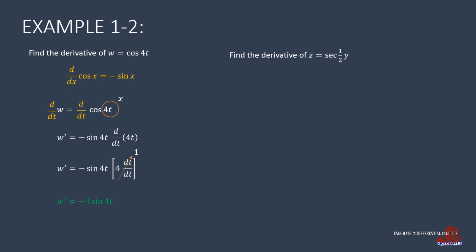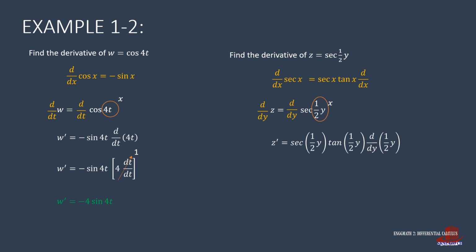Example 2 is with the function z is equal to secant of half of y. From the pattern, we have the derivative of secant x as secant x times tangent x dx all over dx. So start with differentiation by focusing on x as half of y. So, z prime is secant of half of y tangent half of y times the derivative of half of y with dy all over dy, again taken as 1. Thus, z prime is half of secant of y halves times tangent of y all over 2.